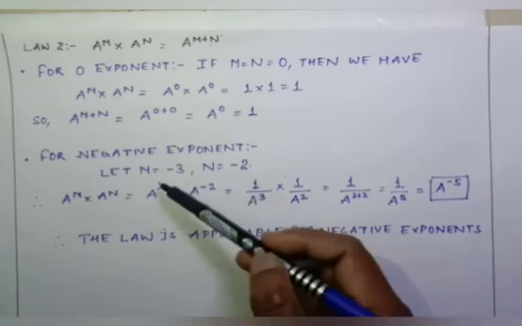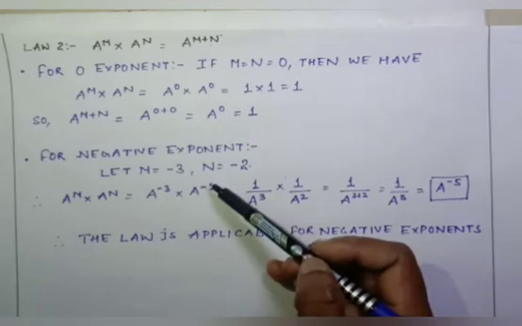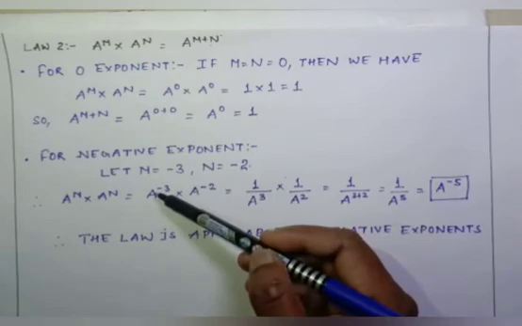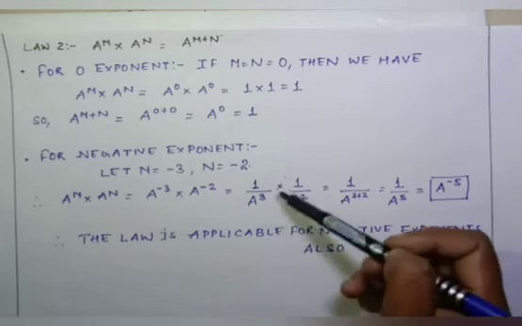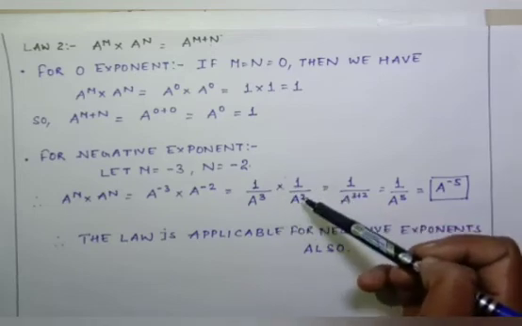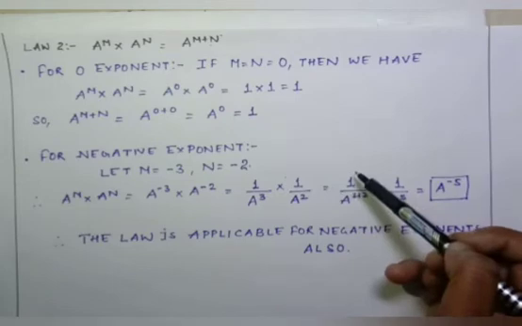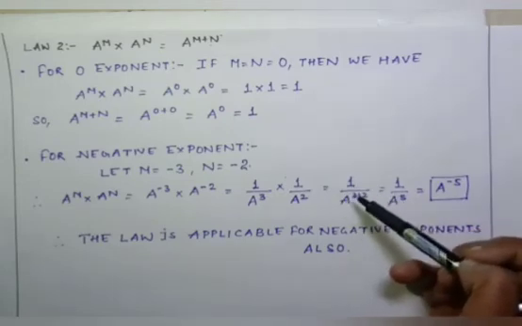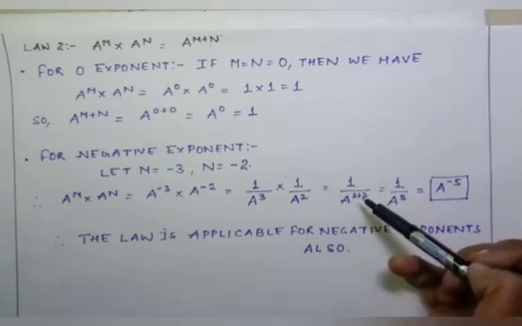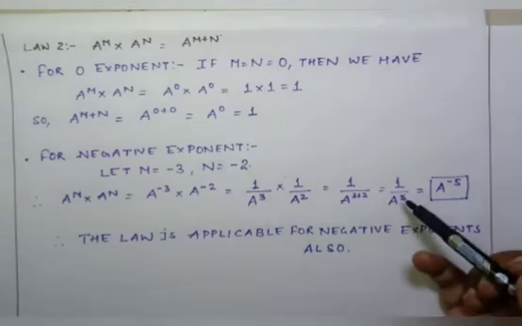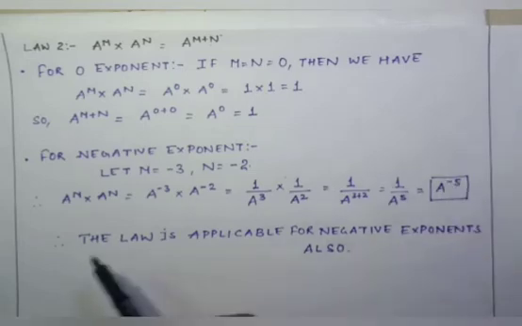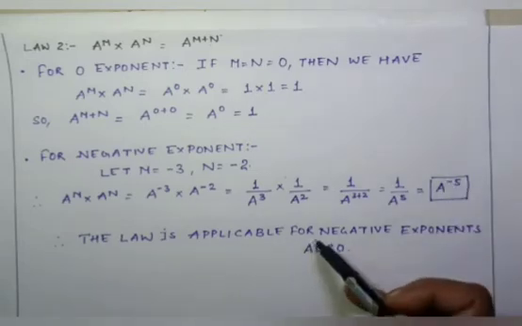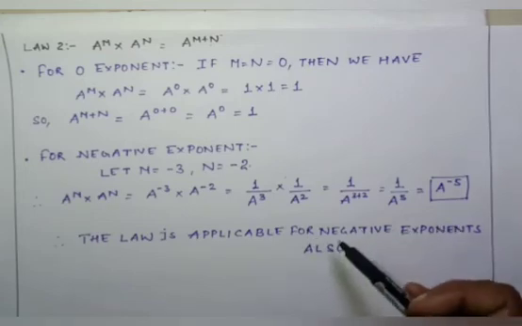Now over here the powers are negative, so if I have to make the powers positive, the number at the numerator place will come to the place of denominator, so it will become 1 upon a to the power 3 multiplied by 1 upon a to the power 2. Now easily I can apply the formula 1 upon a to the power m plus n, that is 3 plus 2, is equal to 1 upon a to the power 5, or it can be written as a to the power minus 5. Therefore the law is applicable for negative exponents also.